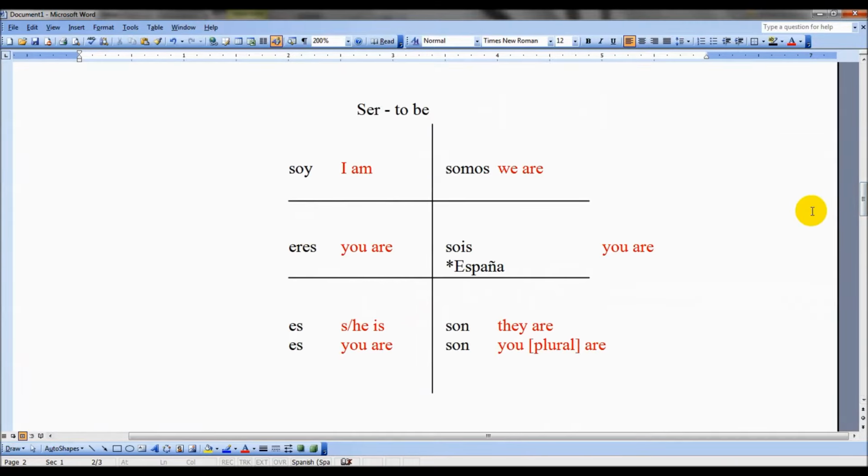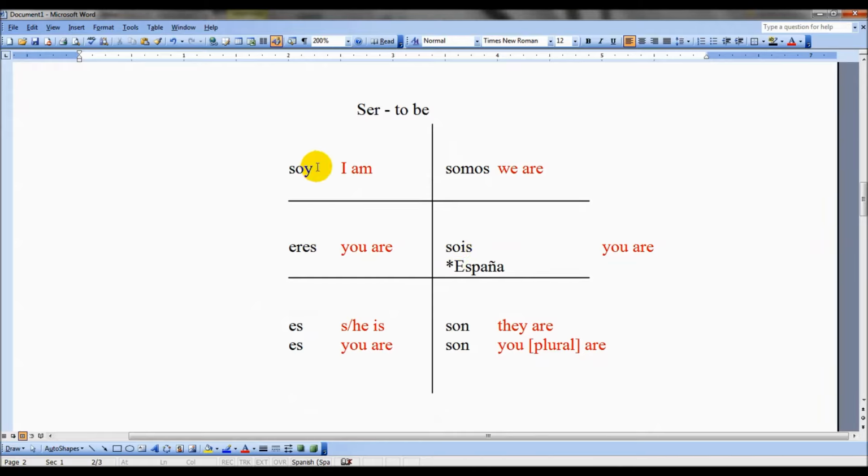Next what I'm going to do is show you this verb ser. Ser means to be. Yes, there is another way to say to be in Spanish. That's for a different lesson though. So we're going to look at the conjugation of the verb ser. This is when I break it down into its different forms. So I'm going to go ahead and go through the pronunciation of them. We have soy, eres, es, somos, sois, and son.